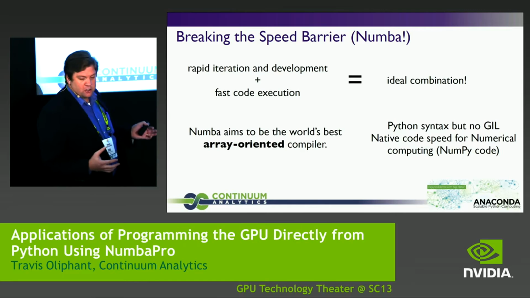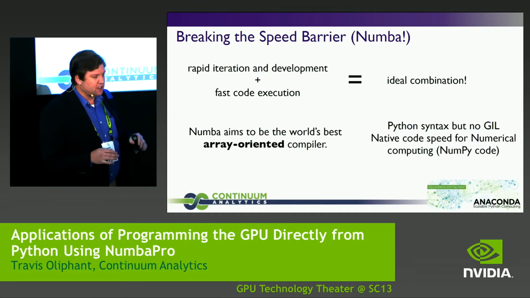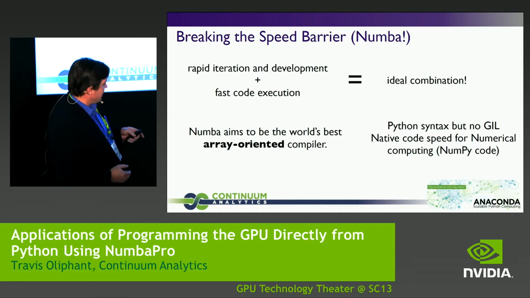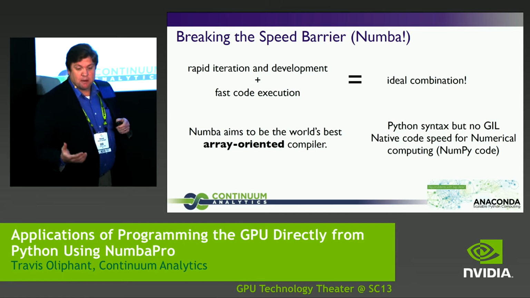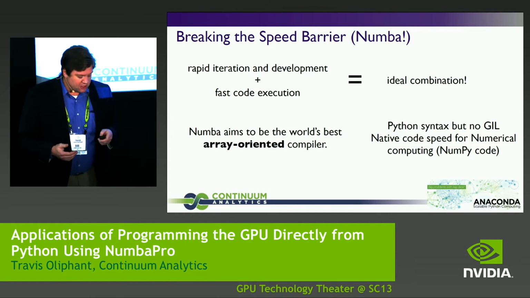You get native code speed for numerical kinds of operations, especially dealing with NumPy arrays. And we're currently developing Numba. It's still in development. NumbaPro is still in development as well.